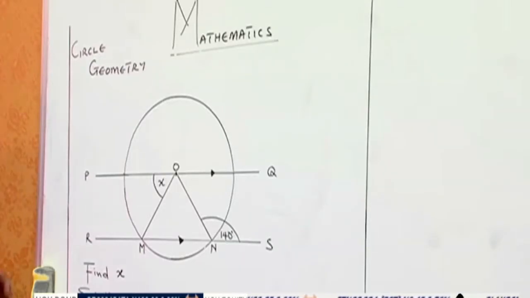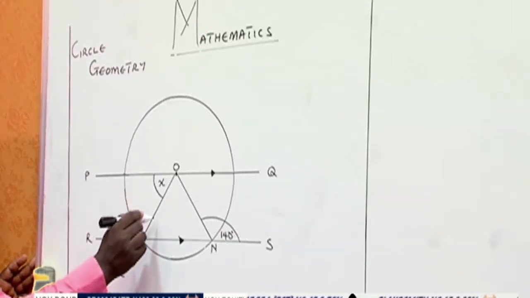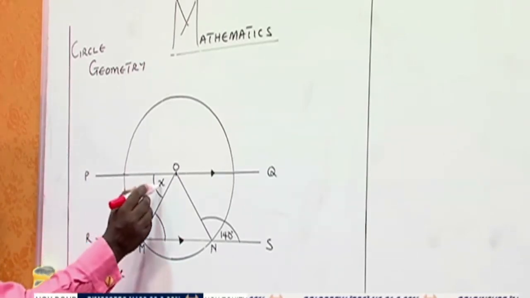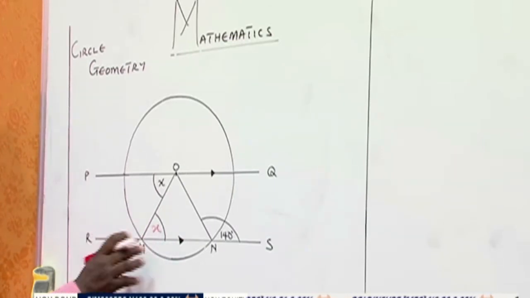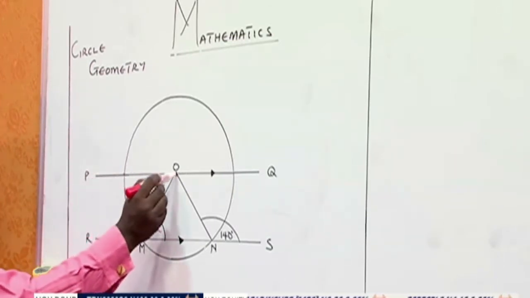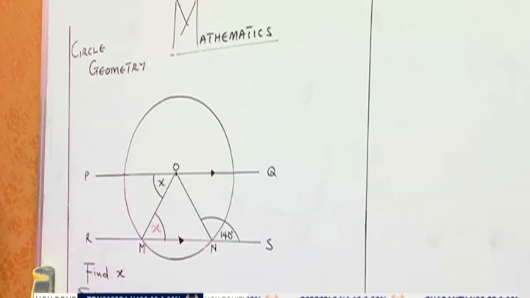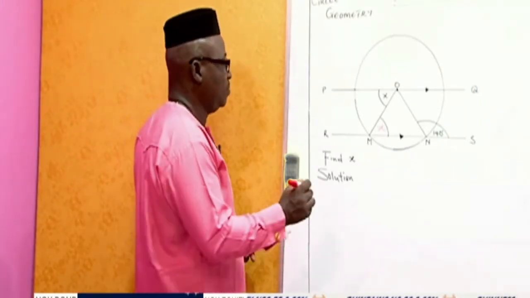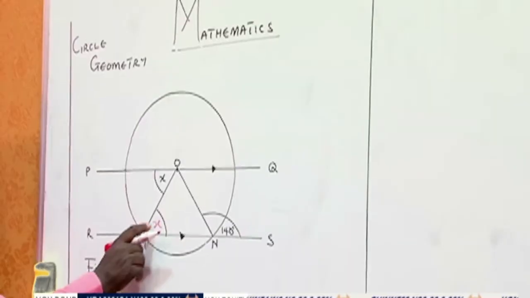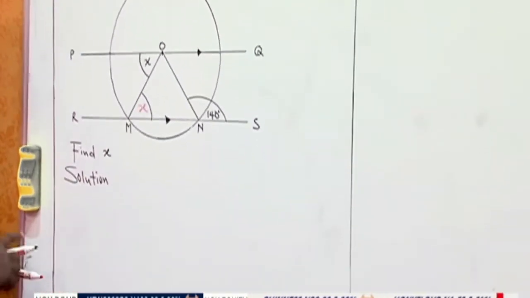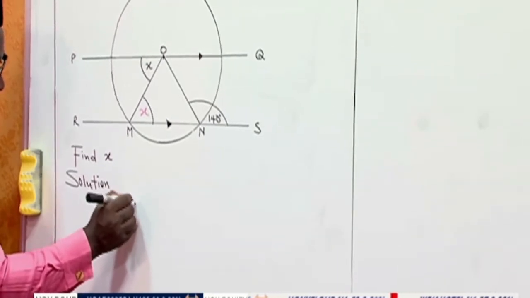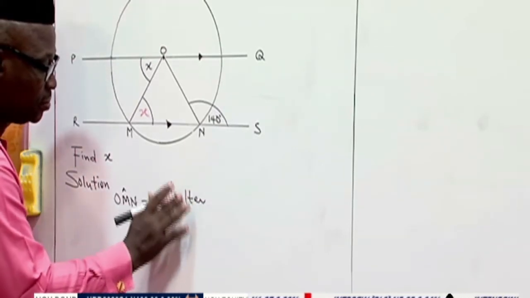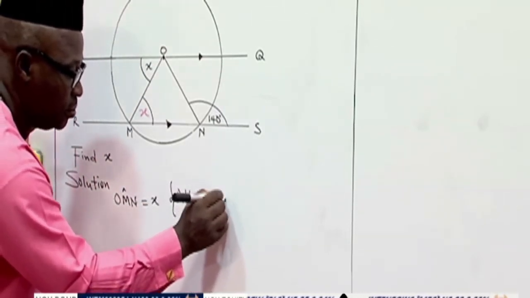Now in this case, if you look at angle x here and you look at the angle at this particular point, both of them are alternate angles. If this is x, this must also be x because they are alternate angles. You can see the pattern forming Z. That is some of the properties of parallel lines and transversal. Now, another thing, I'm just going to put this one down. That is angle OMN. OMN is going to be x. Reason, they are alternate angles.